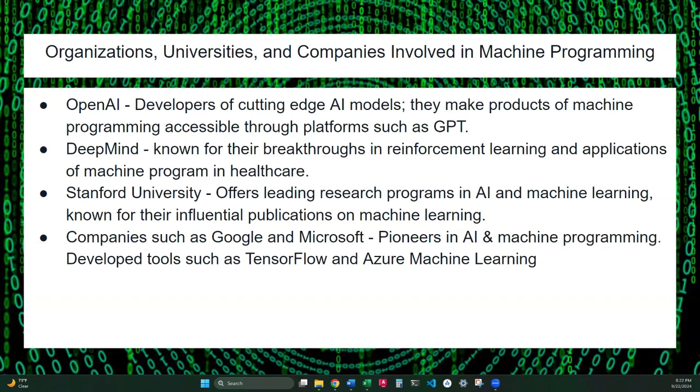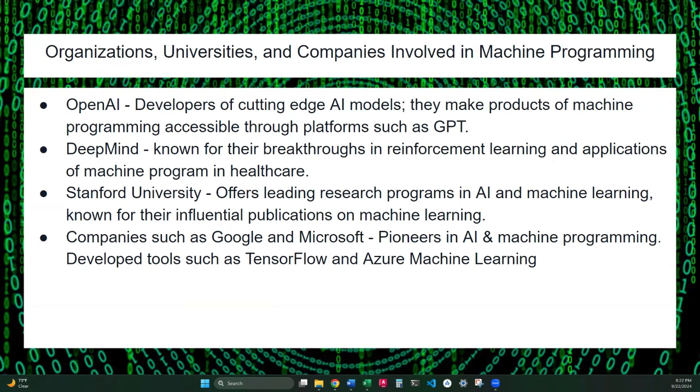Stanford University is a prominent institution, and they offer leading research programs in AI and machine learning, which are derivative of machine programming. This university is very well known for its influential publications in the area, and they contribute greatly to the advancement of knowledge and technology. Companies such as Google and Microsoft are pioneers in AI and machine programming. They've developed powerful tools such as TensorFlow and Azure Machine Learning, which provide developers with robust frameworks for developing and deploying AI applications.